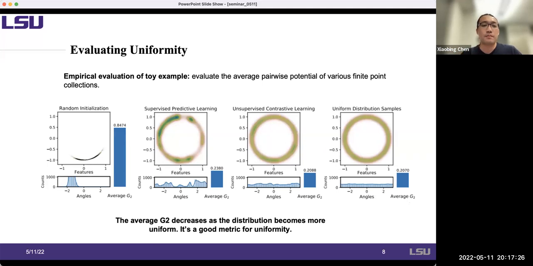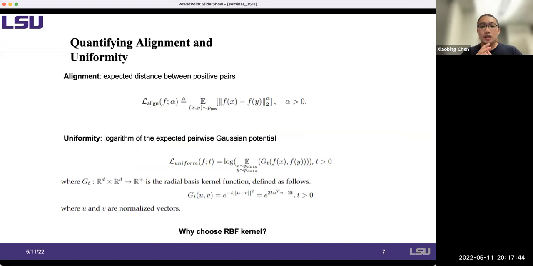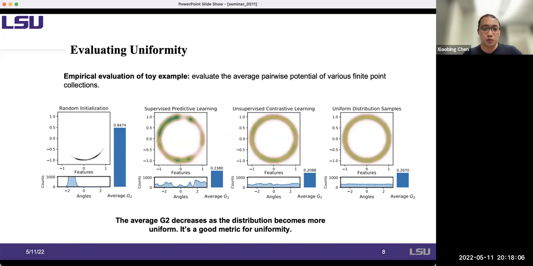This is only the empirical evaluation. Actually, in this paper, they give a mathematical proof of why the uniform distribution is the optimal space for this uniformity measure, for this Gaussian RBF kernel. If you're interested, you can check the paper for the mathematical proof. Here is only the empirical evaluation.